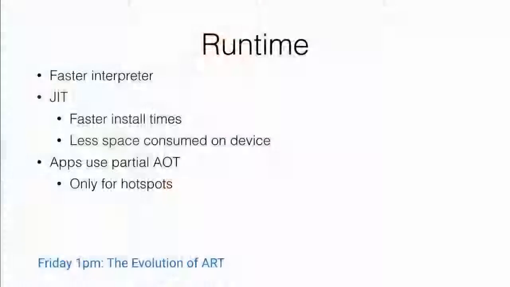So the first big one was also mentioned in the keynote, it's changes to the runtime. So now we have a much faster interpreter, which means when your application is installed, it's not compiled ahead of time, like in Lollipop and Marshmallow. It's first going to run in interpreted mode. And when the JIT sees pieces of code in your application that run very often or that would benefit from higher performance, it's going to kick in and compile things just in time.